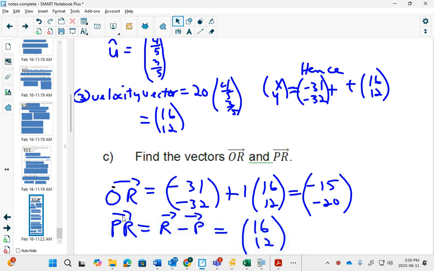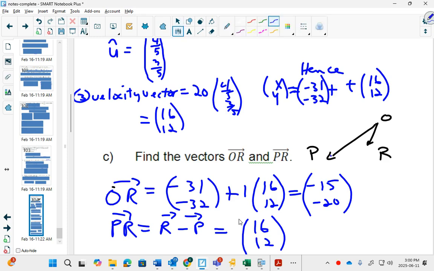And then figuring out PR, well, PR would just be R minus P, because again, if you're ever forgetting that formula, once you have OP and OR, if you wanted to get from P to R, you could first go negative O to P, which is negative P, and then go from O to R. So visualizing it, I often visualize negative P plus R. Mathematically, it's easier just to write R minus P. And does it make sense that if you took the 2 and subtracted, you get (16, 12)? Because that's what you traveled. That was your velocity vector.